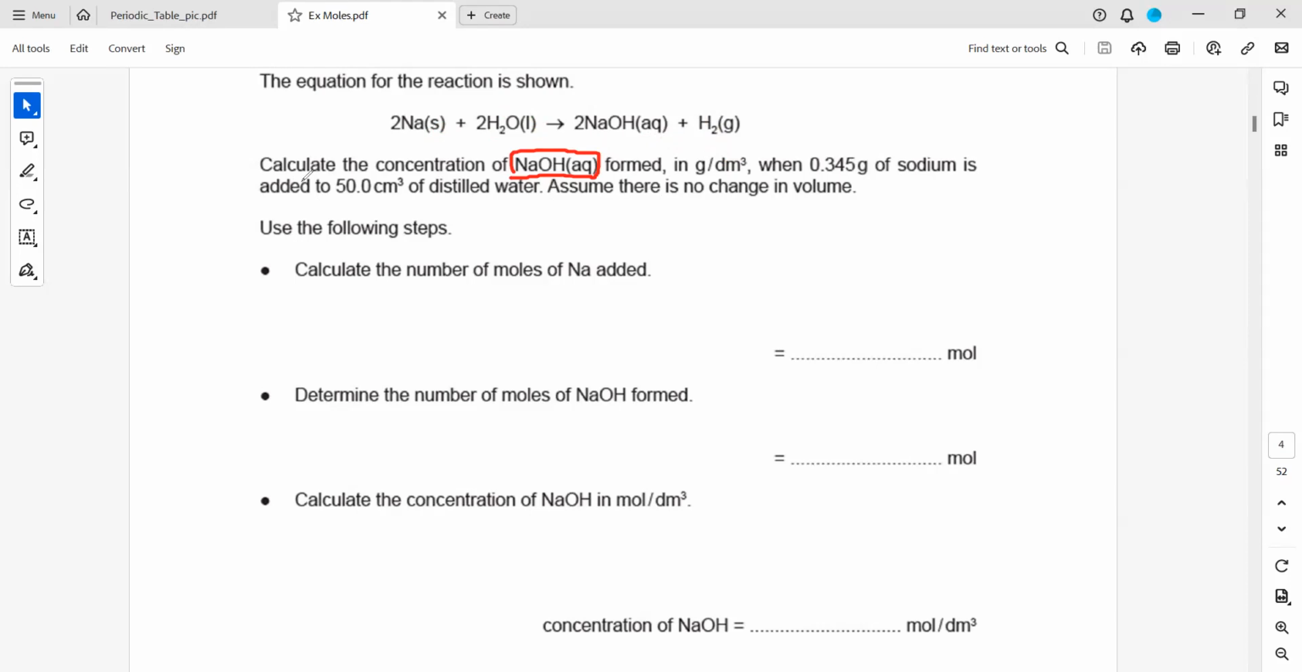So this is our main question. Like the final answer, we need the concentration of sodium hydroxide in grams per dm³. This is what we need. But to reach this, you have to follow the steps, you have to follow the sequence.